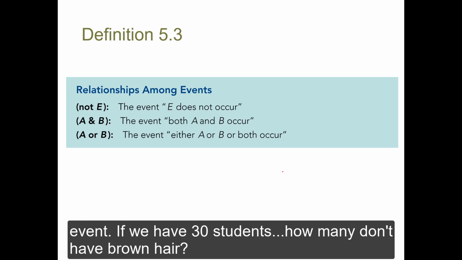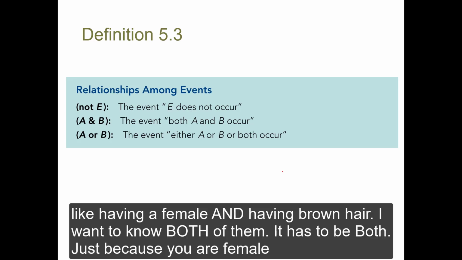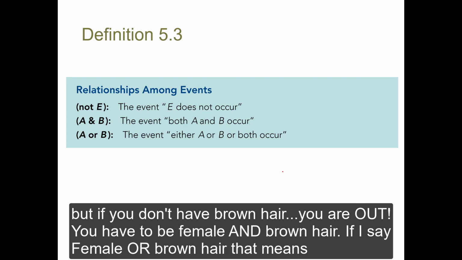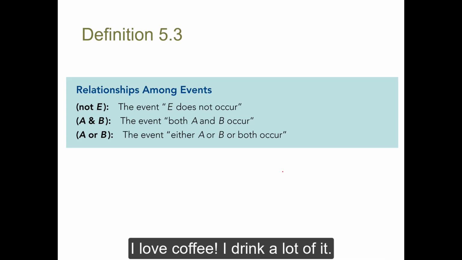So if I have 30 students and I ask how many students don't have brown hair? That's what not the event means. A and B, that would mean, for example, female and having brown hair. I want to know both of them. They have to be both. So just because you're female, if you don't have brown hair, you're out. It's got to be female and brown hair. However, if I said female or brown hair, that means I want all the females or brown-haired people or both, right? Female or brown.